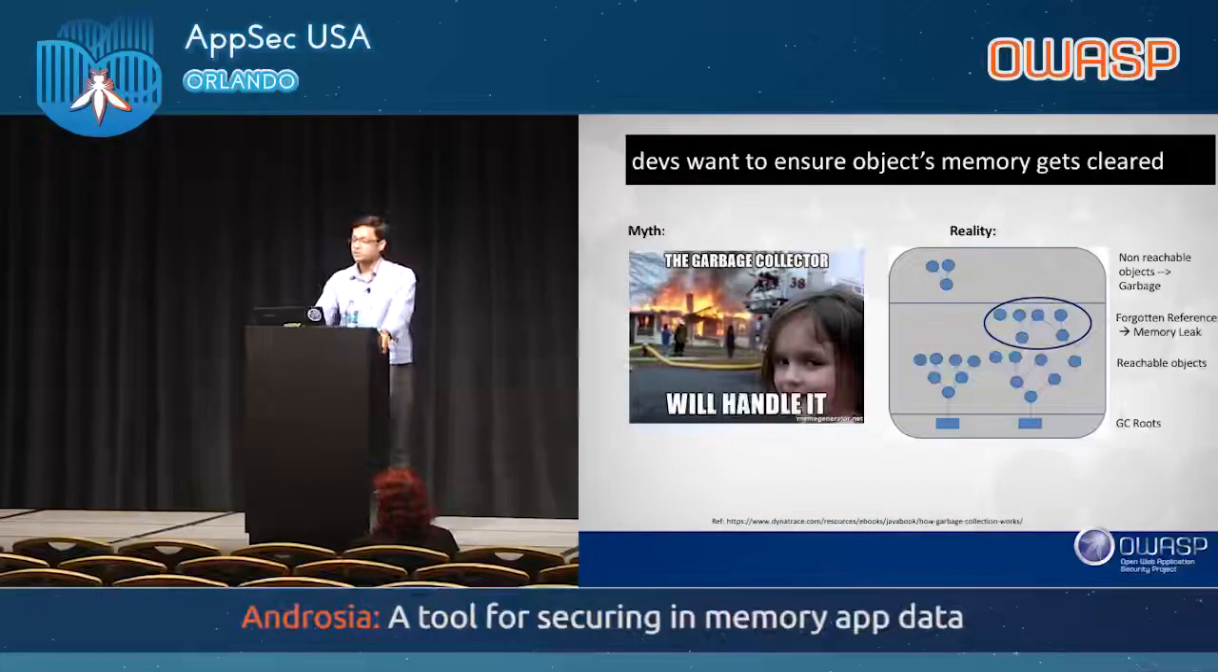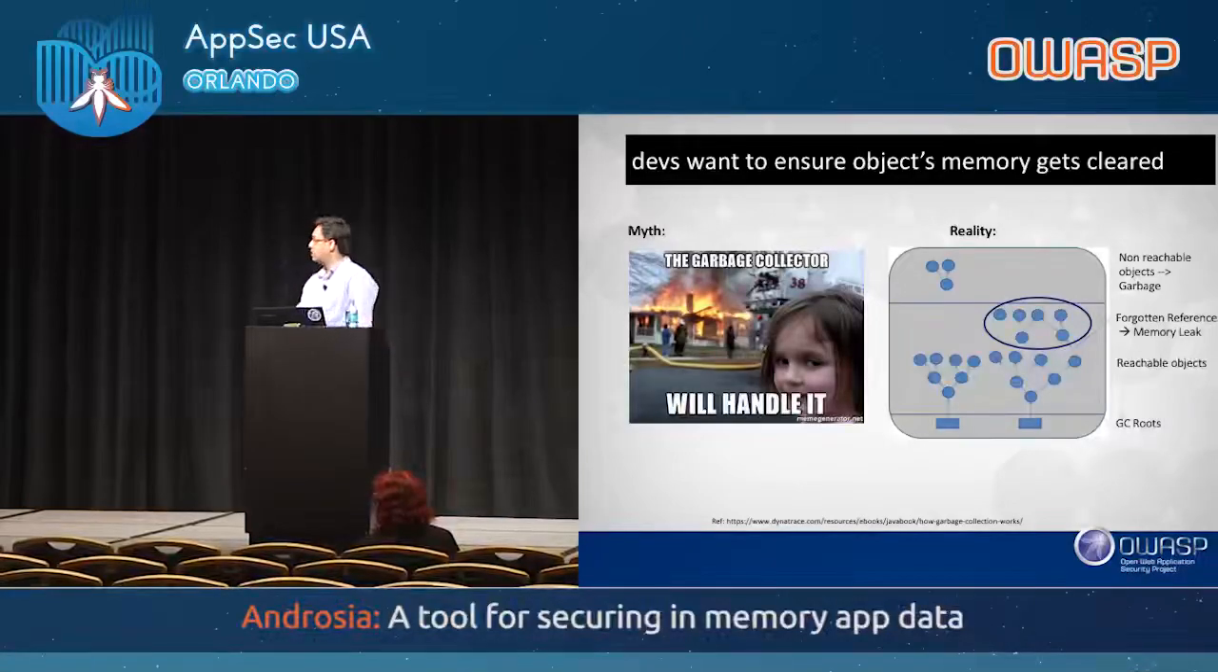So devs want to ensure that objects' memory gets cleared. This comes after their first priority, which is to make the code work. But nevertheless, they want to do that. And the myth is that the garbage collector will handle it. However, that's not true because the scope of the garbage collector is very limited.